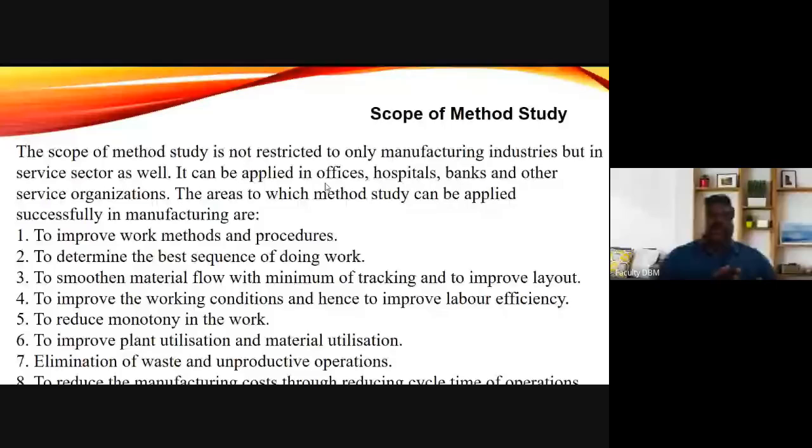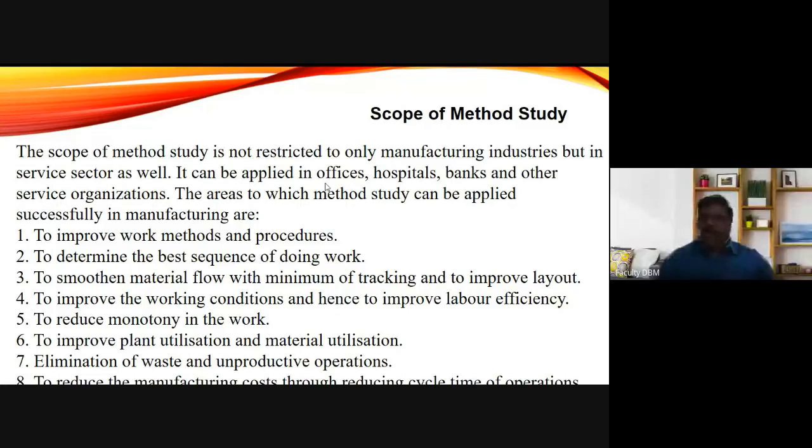Best sequence of doing work, for example, you would have seen in counselings, wherein you will be passing through so many counters and you will finish up. Or if you have applied for a passport, you have to move around all the counters and then you will be coming out. So that will be the sequence of doing work. They would have said that in order to reduce the delays in time.